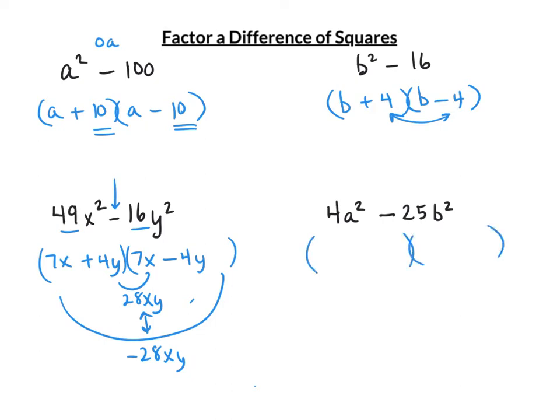This last one, it's going to be 2a and 2a to make 4a squared, positive and a negative to make negative 25, and b times b. You need to be able to recognize difference of squares. It's two terms, subtraction, and they got to be squares.